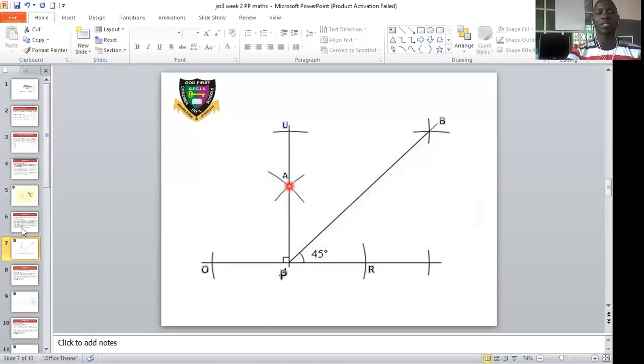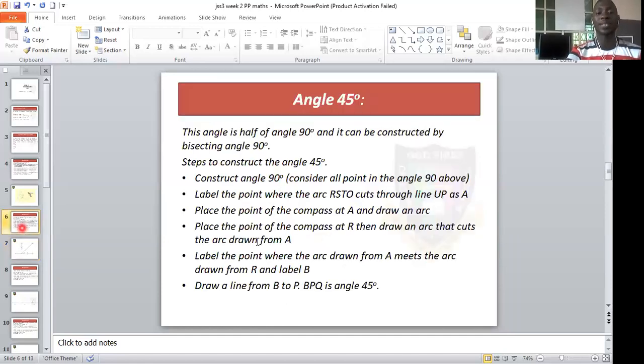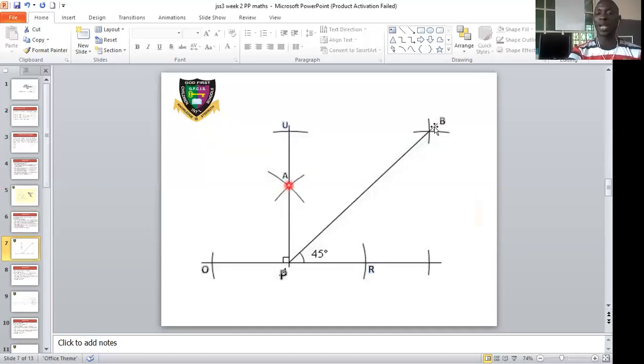Now the next procedure says, place the point of the compass at A and draw an arc. If you draw an arc, this is the arc drawn from A. You cut here. This is one arc. And take note, we have the same measurement. The length of the compass has to be the same while you are drawing. This is the length of the compass you are using.